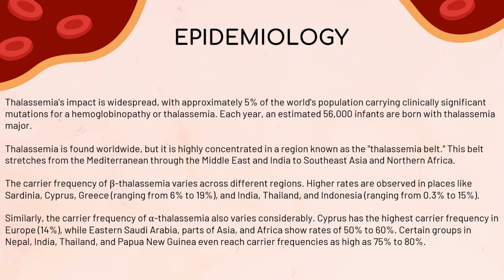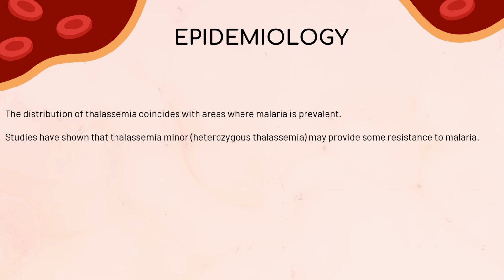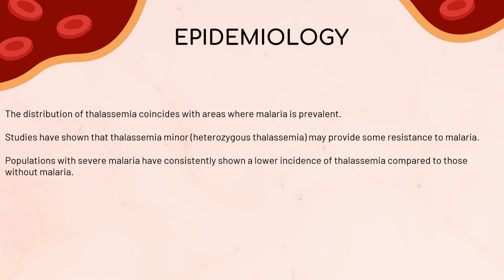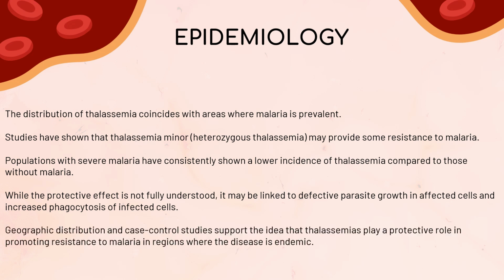Interestingly, the distribution of thalassemia coincides with areas where malaria is prevalent. Studies have shown that thalassemia minor, heterozygous thalassemia, may provide some resistance to malaria. Populations with severe malaria have consistently shown a lower incidence of thalassemia compared to those without malaria. While the protective effect is not fully understood, it may be linked to defective parasite growth in affected cells and increased phagocytosis of infected cells. Geographic distribution and case control studies support the idea that thalassemias play a protective role in promoting resistance to malaria in regions where the disease is endemic.